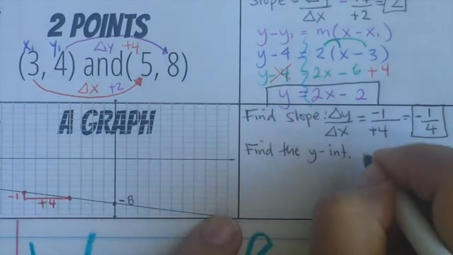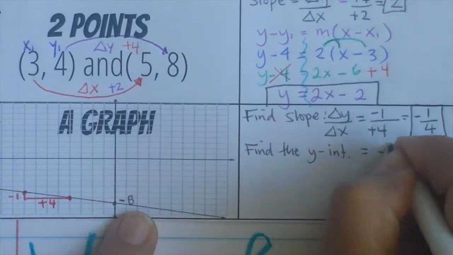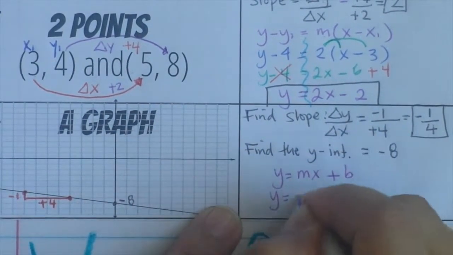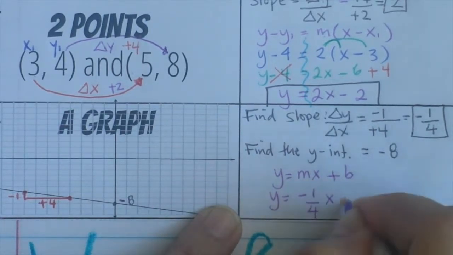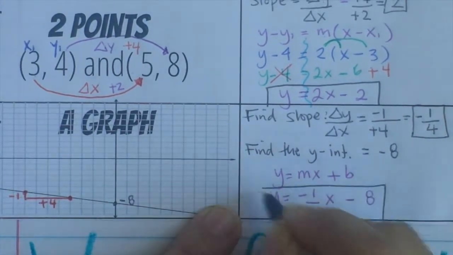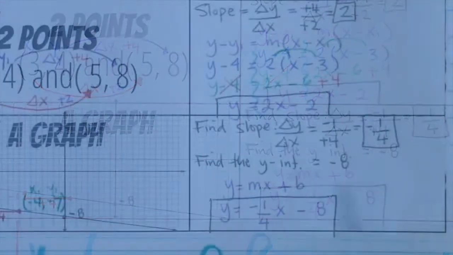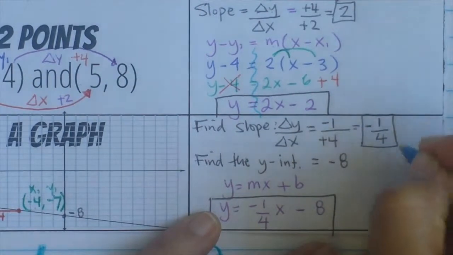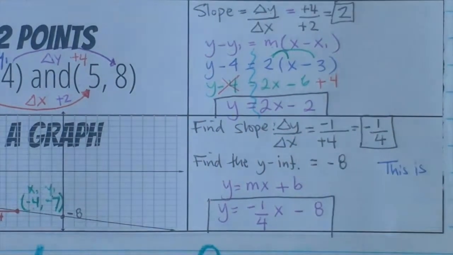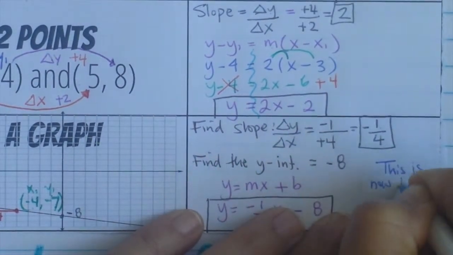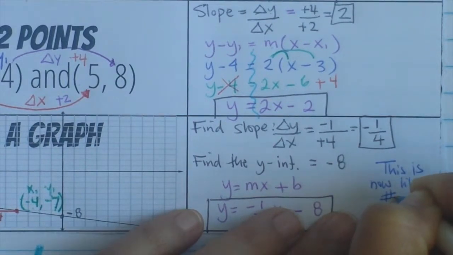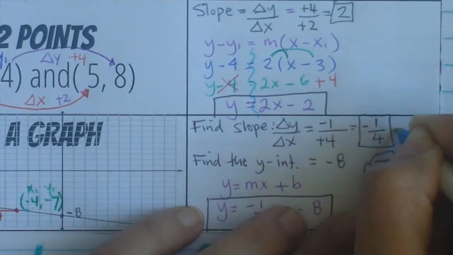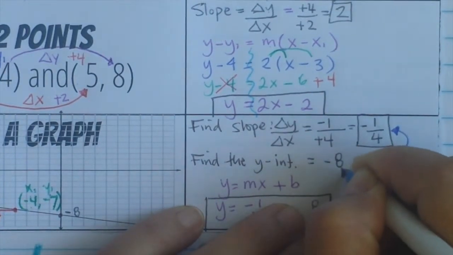So find the y-intercept, which is negative 8. And then write the equation y equals mx plus b. Y equals the slope, which is negative 1 over 4x minus 8, which is the y-intercept. So this is just like number 1, because you're given a slope and a y-intercept. It's just like the very first one that we did.